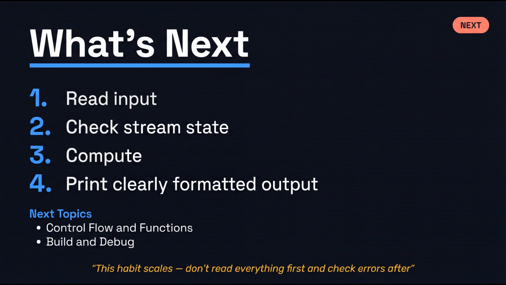Before moving on, internalize this 4-step pattern for beginner programs. Step 1: read input. Step 2: check stream state. Step 3: compute. Step 4: print clearly formatted output. This habit scales much better than reading everything first and only checking errors after the fact. Validate early, fail fast, and keep your output clean.